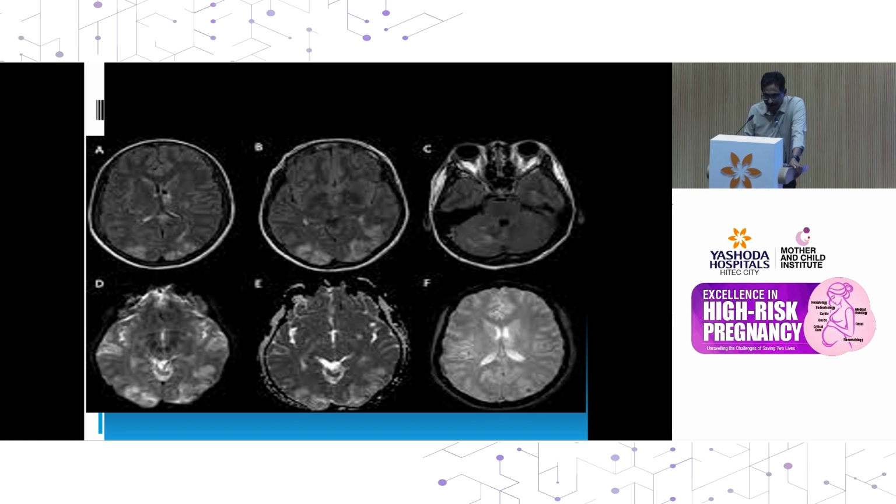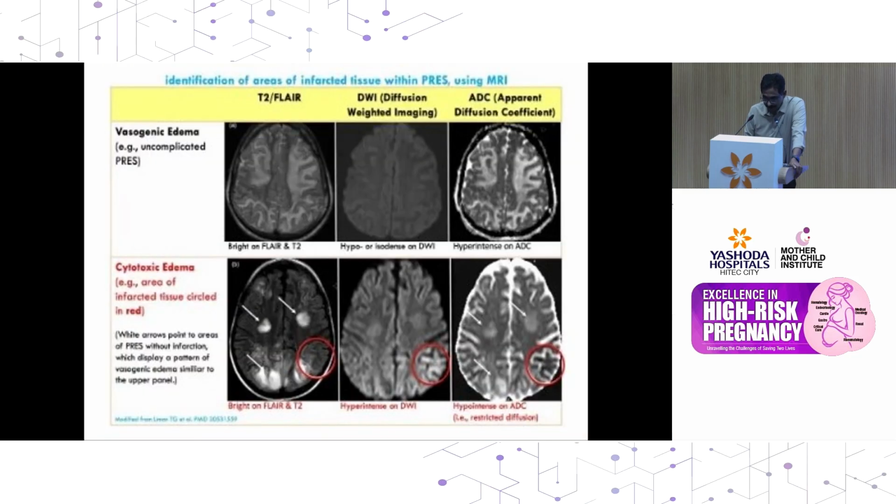So sometimes doctors can doubt, is it a CVT or a stroke? But this is from the internet. You can see you can differentiate easily. Only thing is it's a reverse. In diffusion you get hyperintense in stroke, whereas in ADC you get hypointense. Whereas in case of PRES or RCVS, you get the reverse. You get hypointense in DWI and hyperintense in ADC. That is the take home message in this.